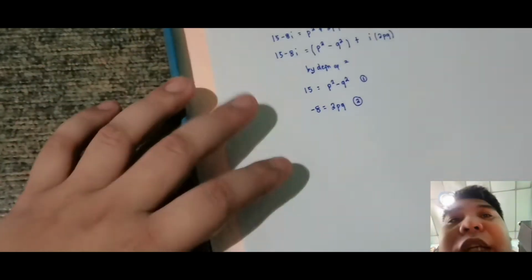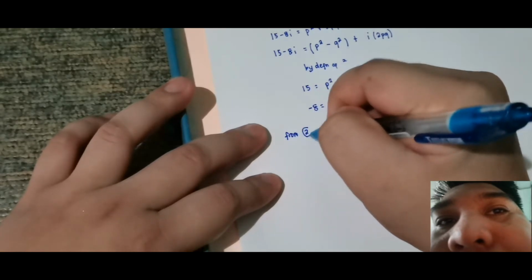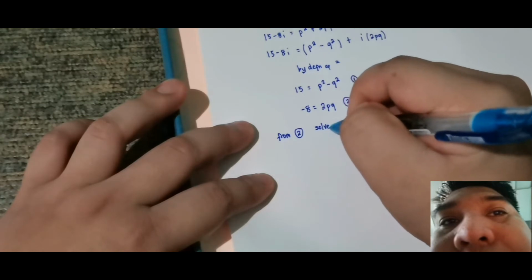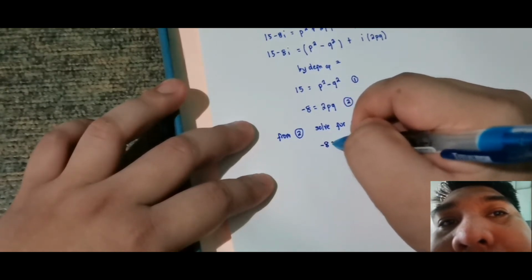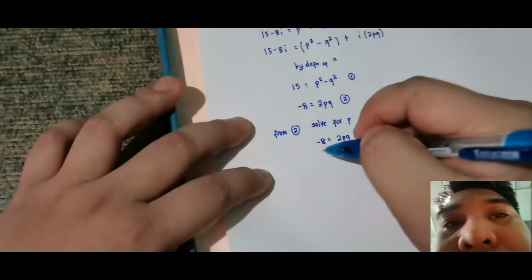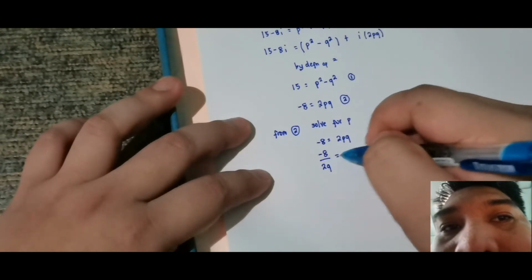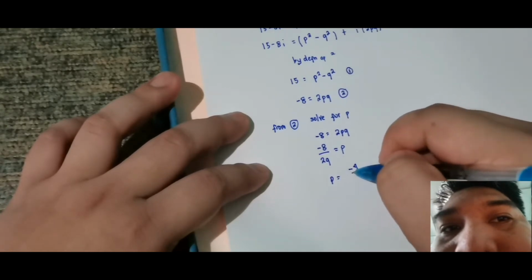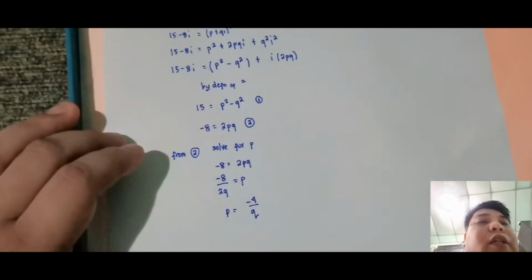Okay. Mula kay 2, solve natin si P. From 2, solve for P. So, that is negative 8, which is equal sa 2PQ. Then, divide both sides by 2Q. So, that is negative 8 over 2Q, which is equal sa P. Therefore, P is equal to negative 4 over Q. Okay, nakahanap ako ng value ng P.